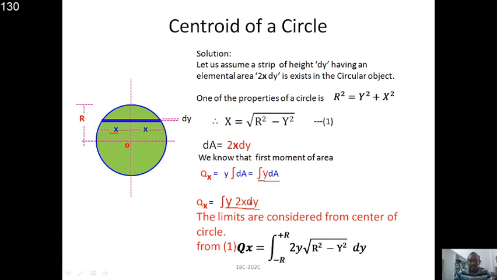So dA is replaced with 2x dy, and x is replaced with the square root of r square minus y square, and boundary limits are given for this. Being at the origin, this is the positive r and this one is the negative r. Therefore we give negative r and positive r.